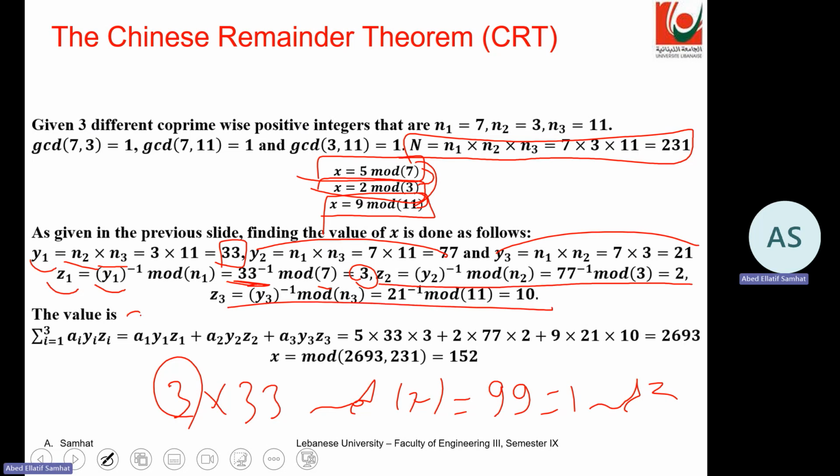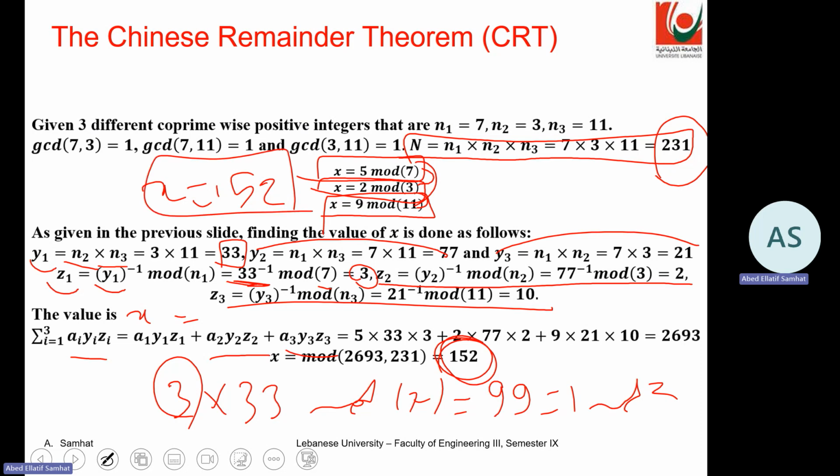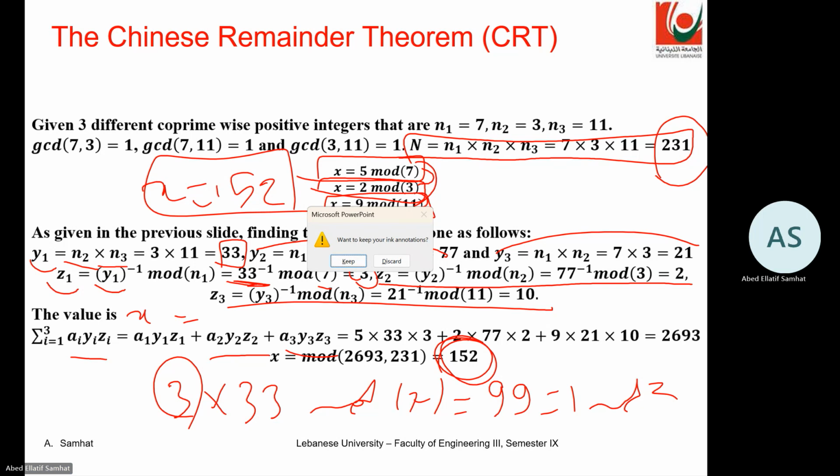Having those, we calculate x equal to the sum from i equal 1 to k, in our case 3, so a1 y1 z1 plus a2 y2 z2 plus a3 y3 z3, modulo 231, which equals 152, and this is the unique solution of the system. Okay, this is the Chinese remainder theorem, and it's also an important part to review. So let's move to the exercise.